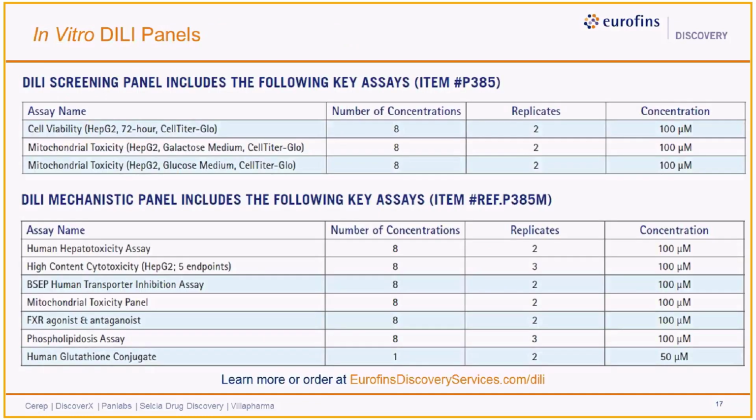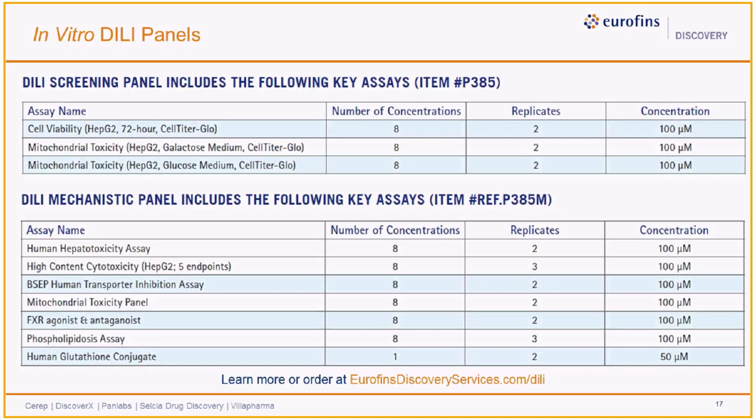And this is a summary of the in vitro assays that we use to assess DILI risk. We offer two panels of assays, the DILI screening panel and the DILI mechanistic panel. The assays in the DILI screening panel are high throughput, low cost, fast turnaround assays that can be used at early stage of drug discovery to screen large amounts of compounds. In this panel, we use HepG2 cells to assess cell viability after 72-hour incubation, and we use two cell viability assays to assess mitochondrial toxicity.